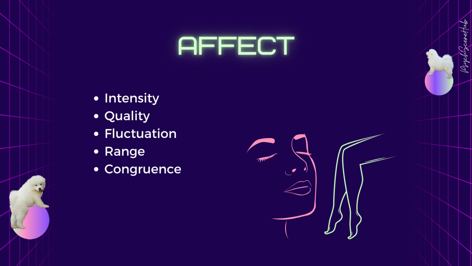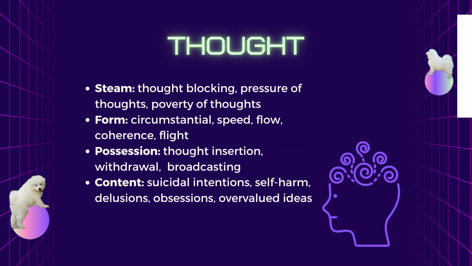Is it labile? Can it be easily altered between the states? Its range. Is it restricted or expansive? And congruence. The sixth step is assessing thoughts. Here we take a look at the stream. It's the amount and speed of thoughts.